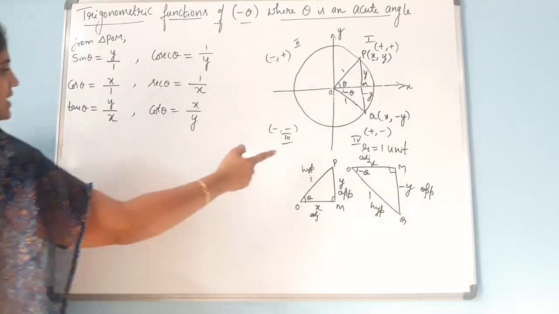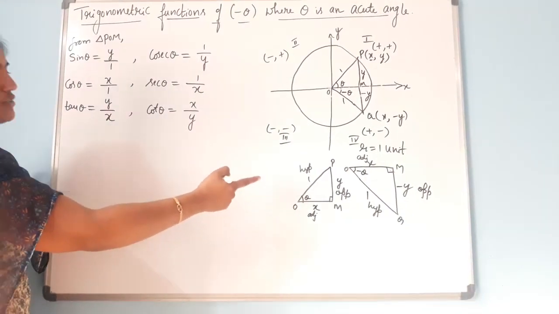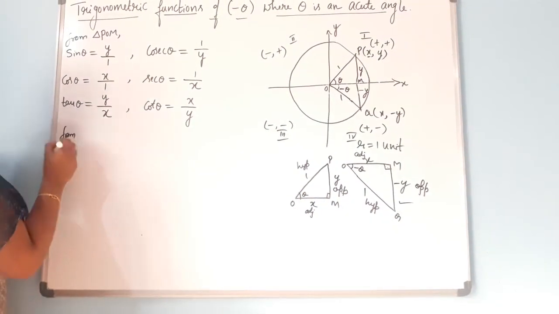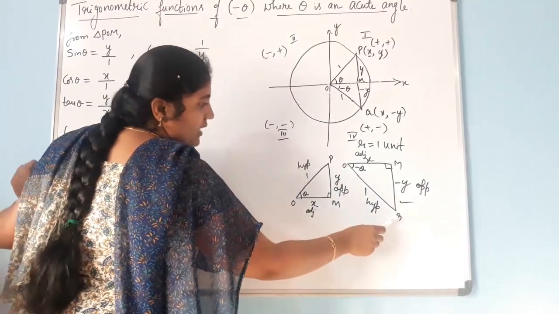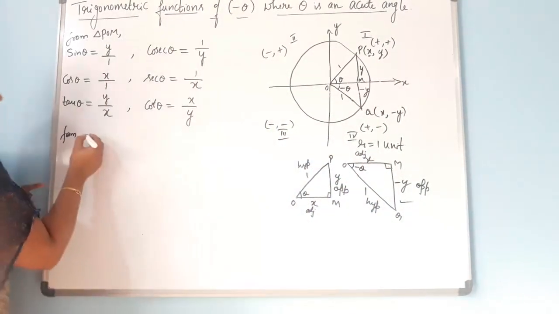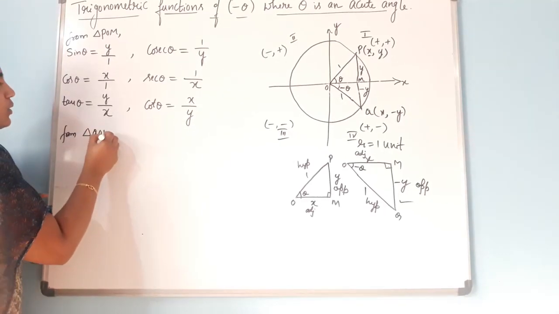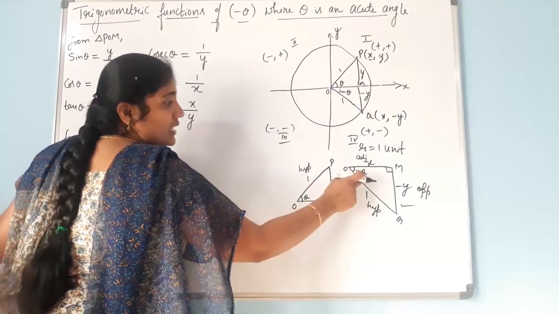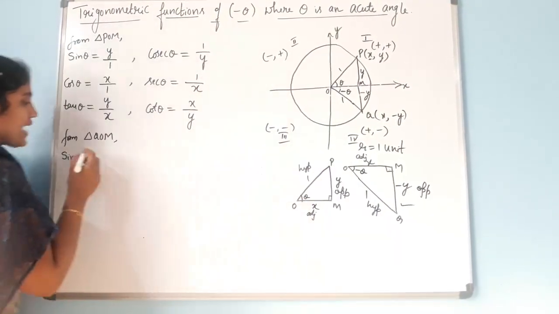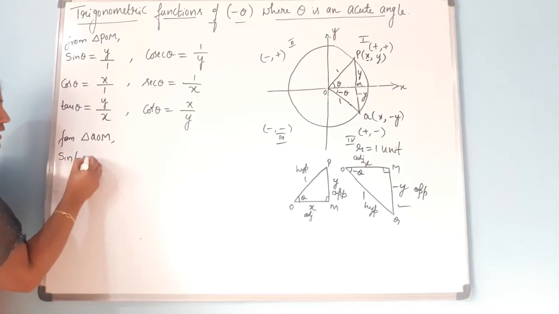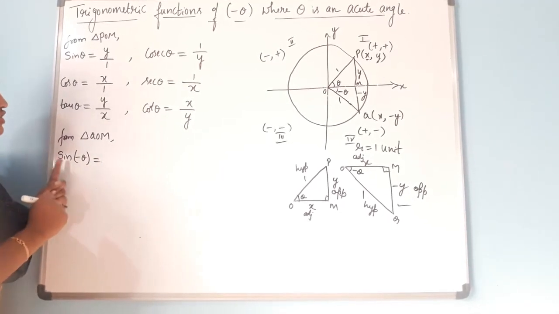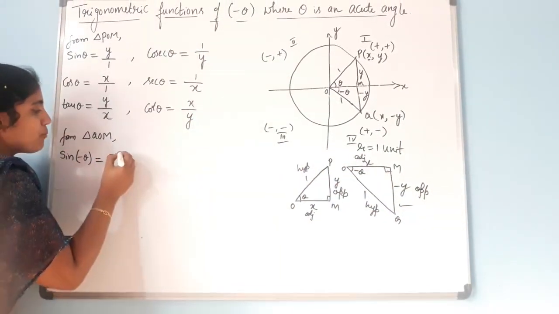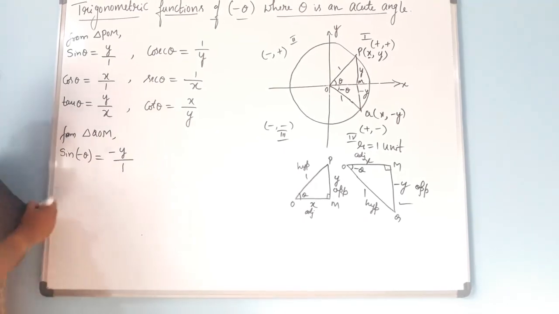So now let us write the trigonometric functions for the second right angle triangle. So from triangle QOM. Okay. So from triangle QOM, sine here, instead of theta we have minus theta. So we have to take that angle only. Sine of minus theta is equal to, what is the definition for sine? Opposite by hypotenuse. What is the value of opposite? Minus y by hypotenuse value is 1.